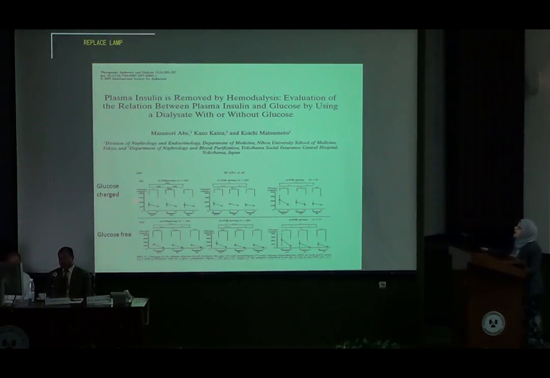Here, glucose charged dialysate versus glucose free. With glucose charged, the decrease in blood sugar will not be significant during the dialysis, either in diabetic or non diabetic. But with glucose free, it significantly decreased, reaching hypoglycemia.